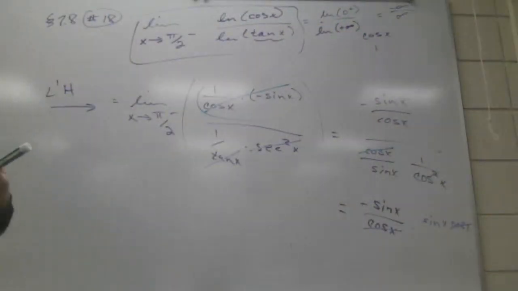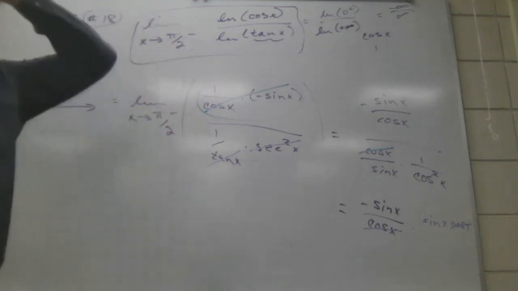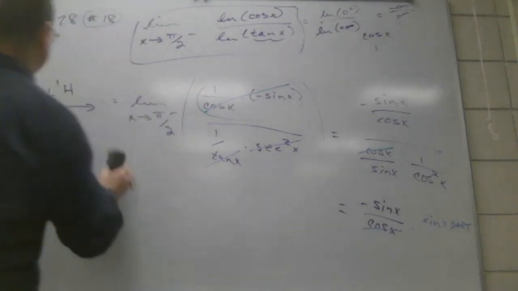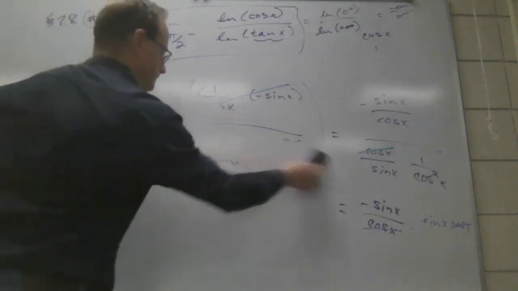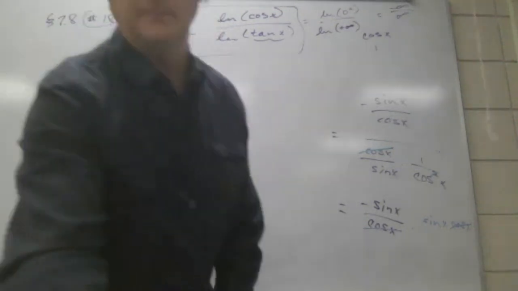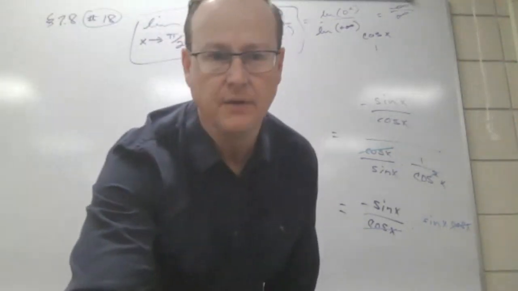So if you're not sure it takes you to a better form, go back to sines and cosines and manipulate that way based on trig definitions. Okay, perfect. All right, so that was 7.8, number 18. Thank you very much.